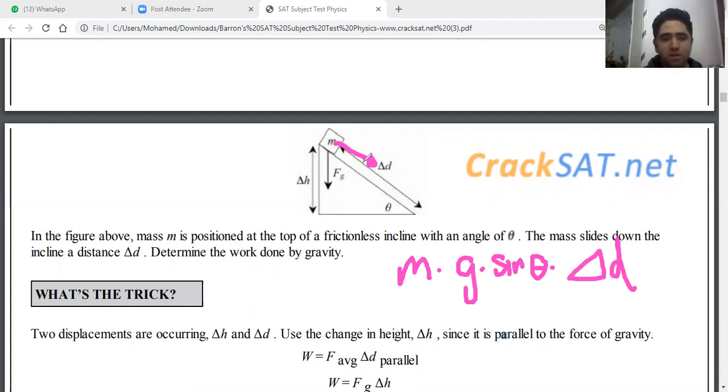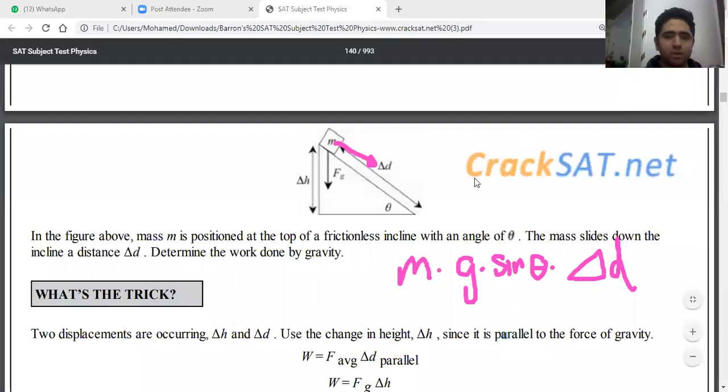So this is parallel with that, so it's a good problem. But if they're not parallel, you can't say mg multiplied by delta d. That's wrong. Okay? Hopefully you understand this. Oh, I forgot to clear.